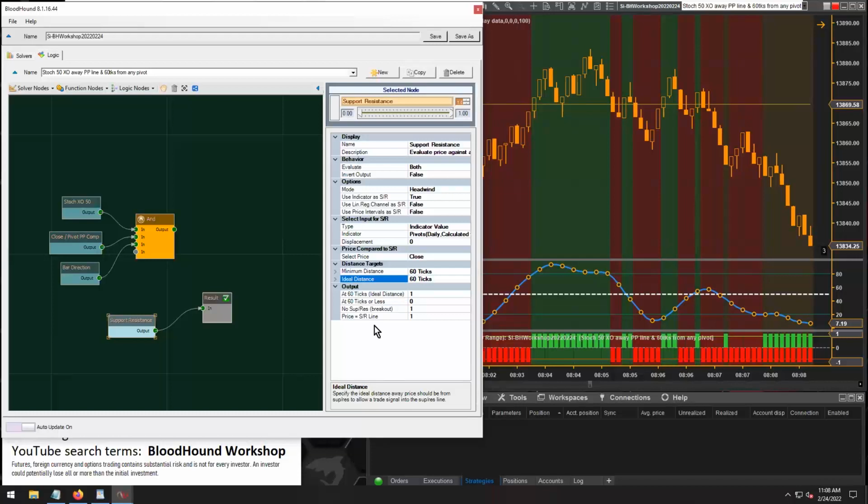And let's see here. The default output settings are correct for this situation. As far as support resistance evaluation goes, you'll probably almost never need to change the outputs. The default works for 98% of all cases. So we'll leave those alone.